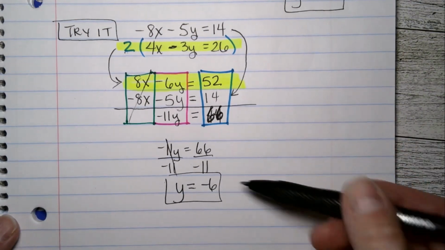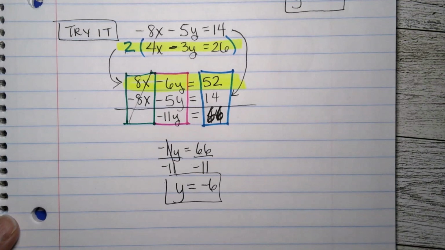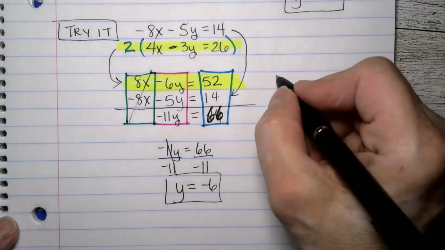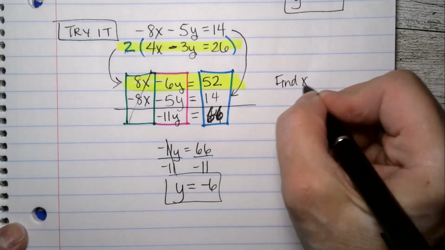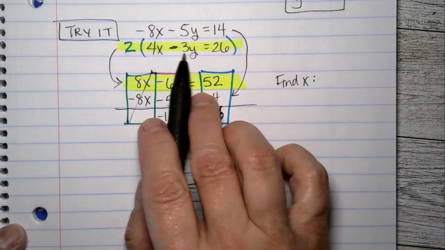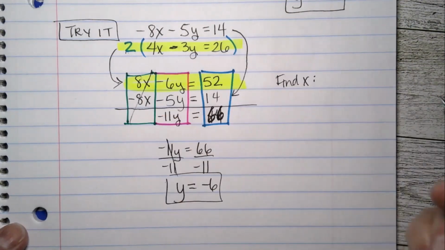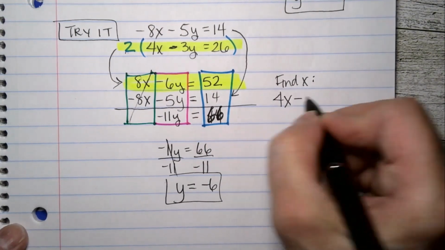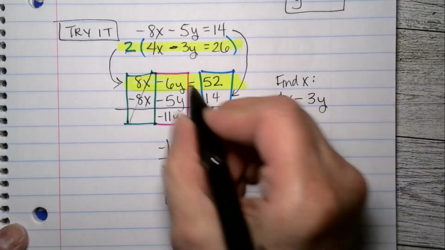Okay, we got to find the x. Which one of these equations looks like it would be the easiest one to work with on this next step where we find the x? This one, the bottom one, before we multiply it, just take that one. And again, it doesn't matter which one you choose. I just personally like the ones that have the fewer negative signs.